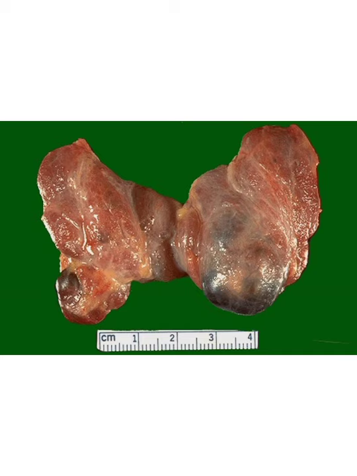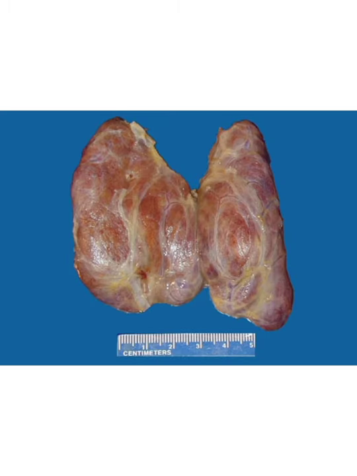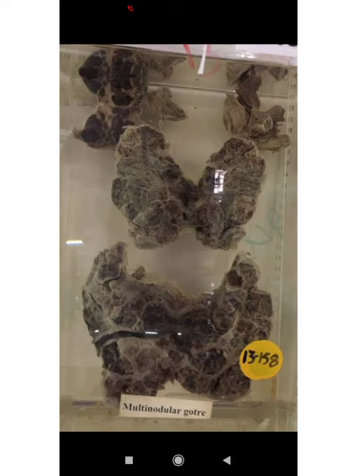This is a picture of a simple nodular goiter where you can see a simple cyst. The cyst you can see on the right side and the left side. There is a large cyst on the left side. This is a diffusely enlarged thyroid with multiple nodules on the external surface. This is also another picture of a nodular goiter. So this specimen will be kept as a spotter in your exams.